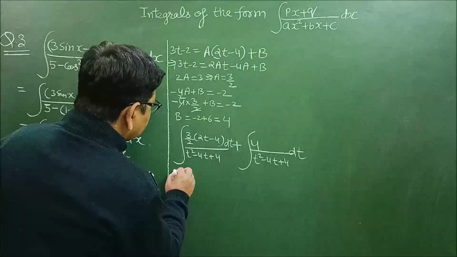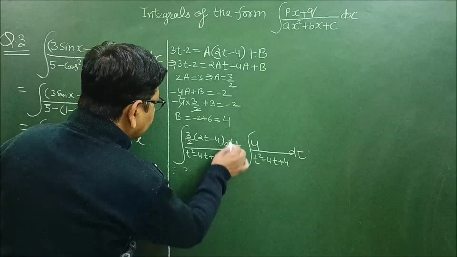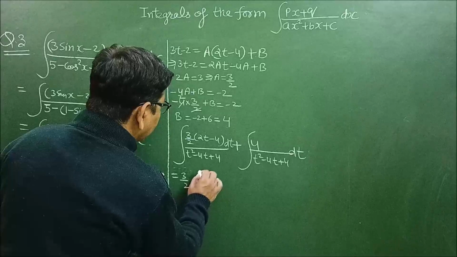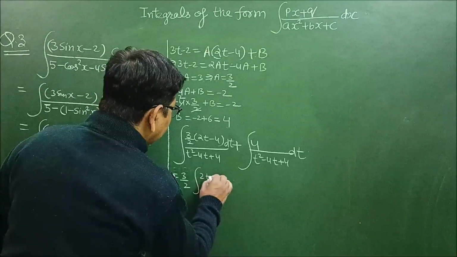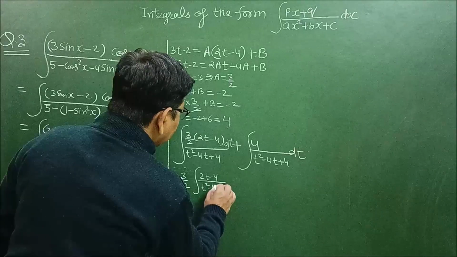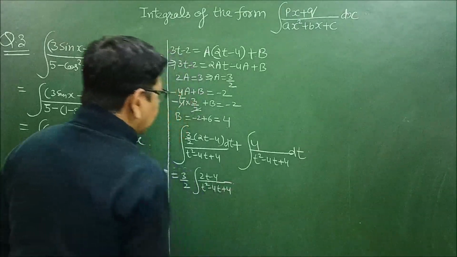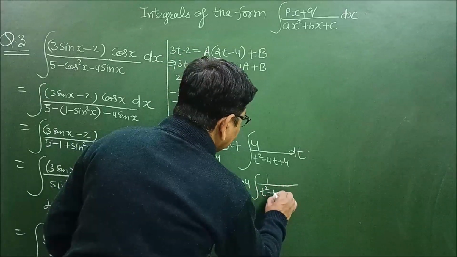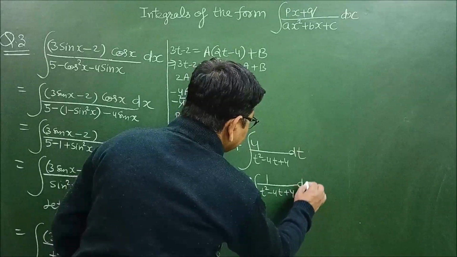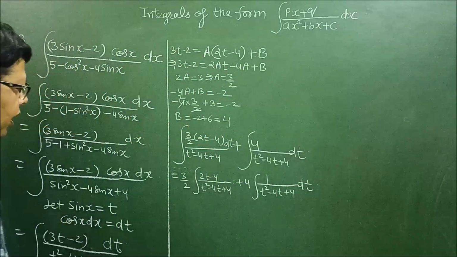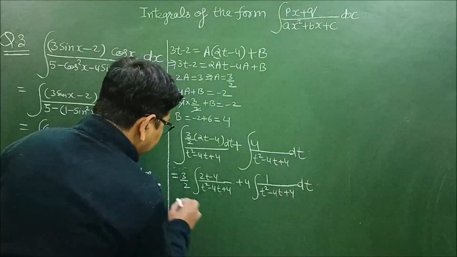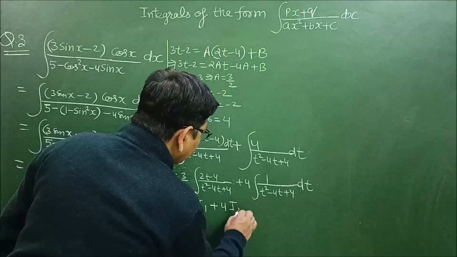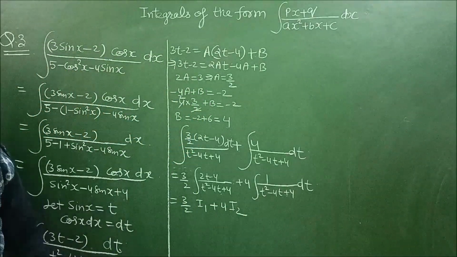So this is equal to 3 upon 2 into the integral of 2t minus 4 upon t square minus 4t plus 4, plus 4 into the integral of 1 upon t square minus 4t plus 4 dt. Now let the first integral be I1 and this be I2. So we can write this is equal to 3 upon 2 I1 plus 4 I2. And now let us solve the two integrals separately.